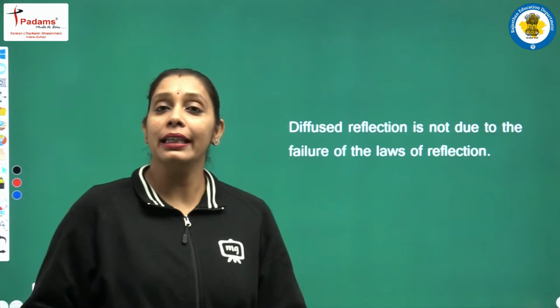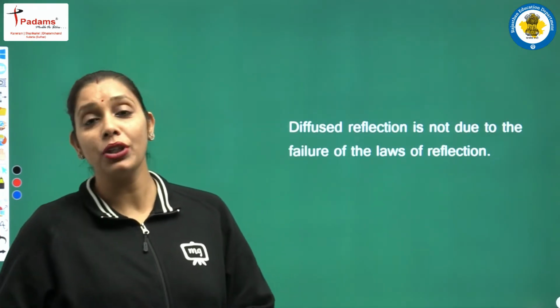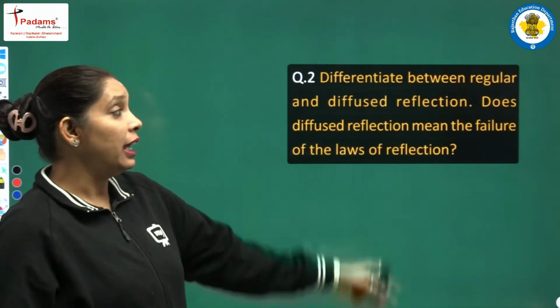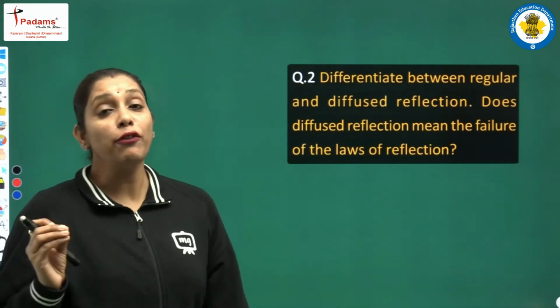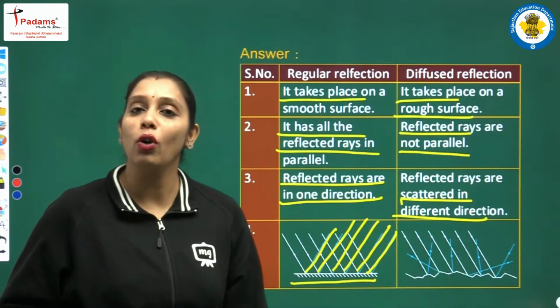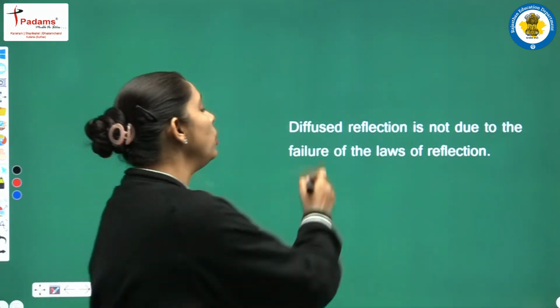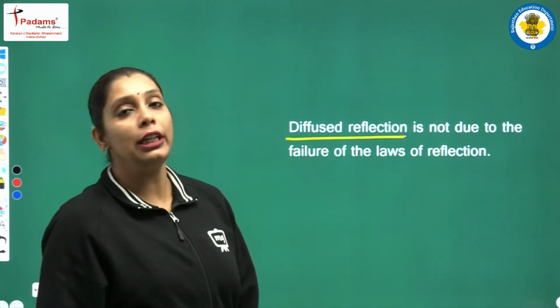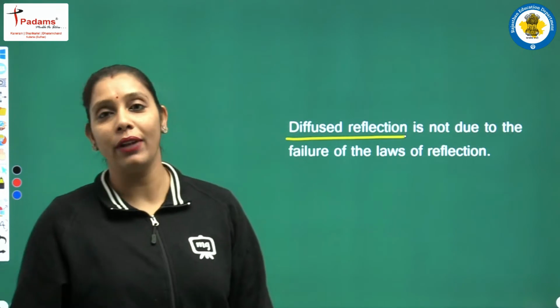Now we talk about the second question, in which we were asked, does diffused reflection mean that it is the failure of the law of reflection? Not exactly. Clear everybody? So diffused reflection is not due to the failure of the laws of reflection.